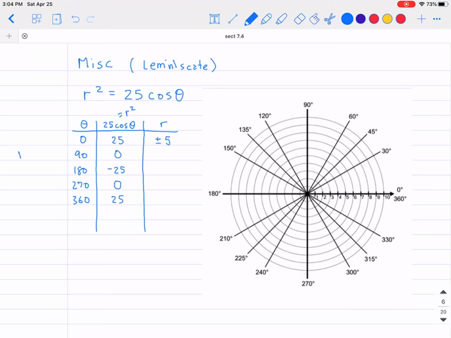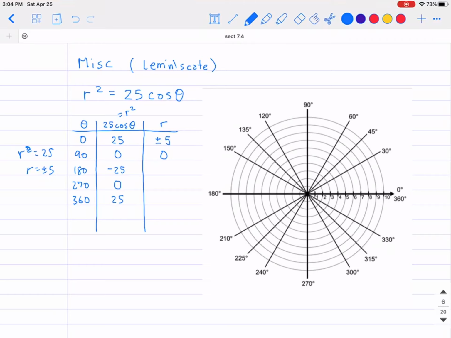Well, if r squared is equal to 25, then r, now this is where it gets tricky, is going to be equal to plus or minus 5. Okay, because remember, writing it on the side, r squared is equal to 25. We get r is equal to plus or minus 5. When we have 0, that's just plain old 0, so that's nice.